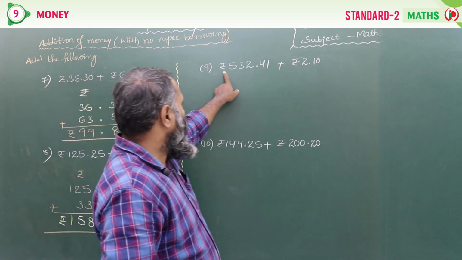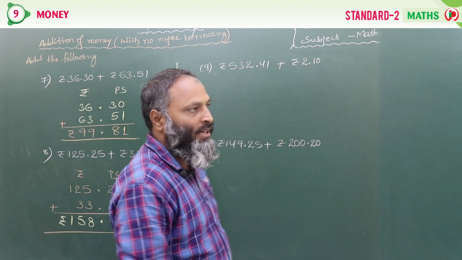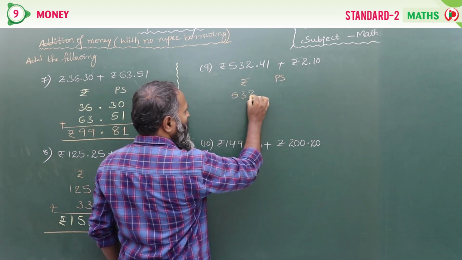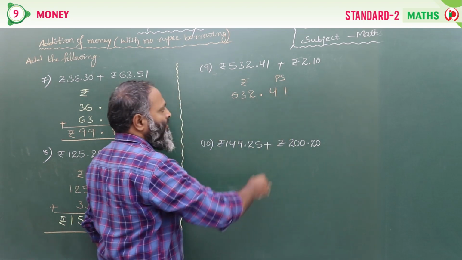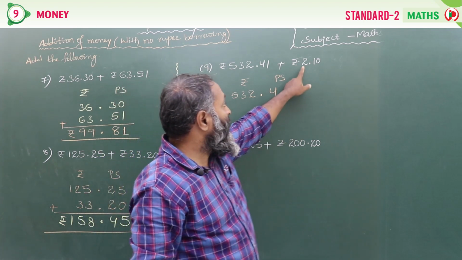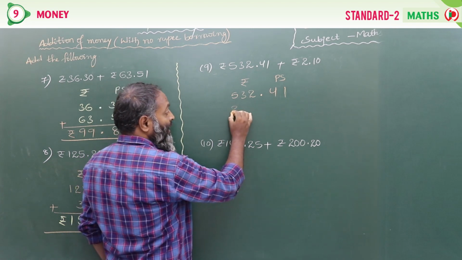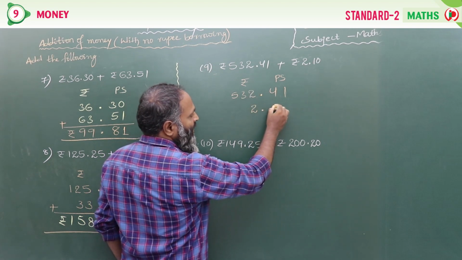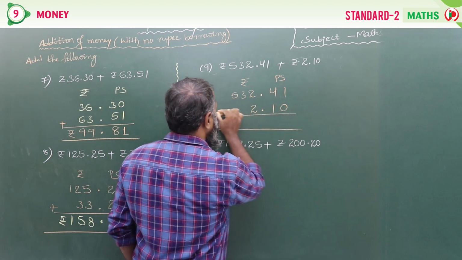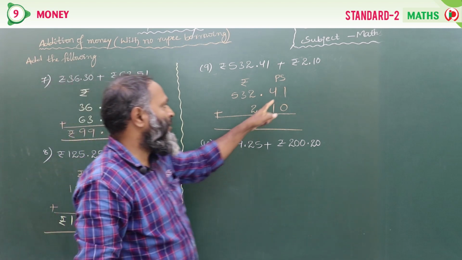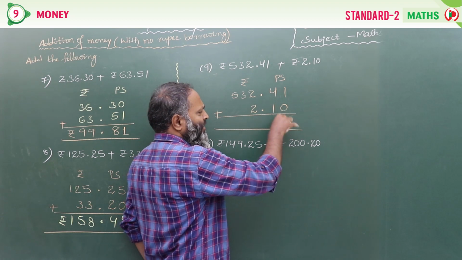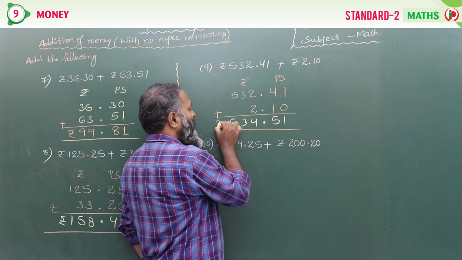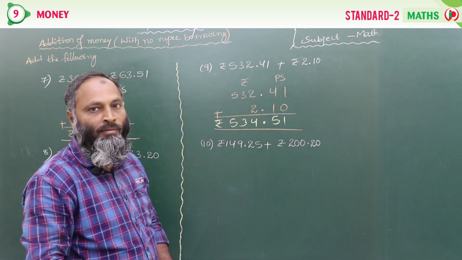The next one is 532 rupees 41 paisa plus 2 rupees 10 paisa. First rupees and after that paisa. How many rupees? 532 rupees and after the decimal then 41 paisa. Then here 2 rupees 10 paisa. Where we should keep 2? Don't take 2 in hundreds place. That 2 we should write in ones place of the rupees. Then after that decimal, then 10 paisa. Now addition. Add the extreme right digit, that is paisa. 1 plus 0 is 1. 4 plus 1, 5. Then after that decimal. 2 plus 2, 4, 3 and 5. 534 rupees 51 paisa.